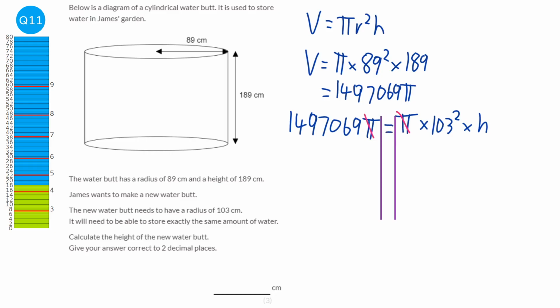And then we can get our solving lines in, and we can divide both sides by the 103 squared. And on the left hand side we get 141.113 blah blah blah, and on the right hand side we get h. So the height will be 141.113. It says it wants it to 2 decimal places, so that would be 141.11.